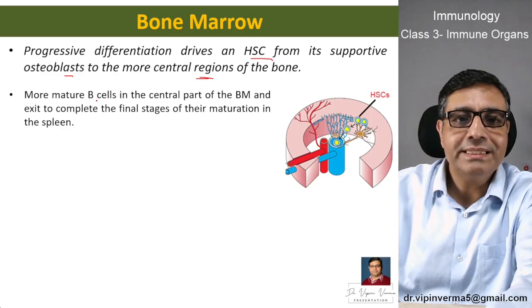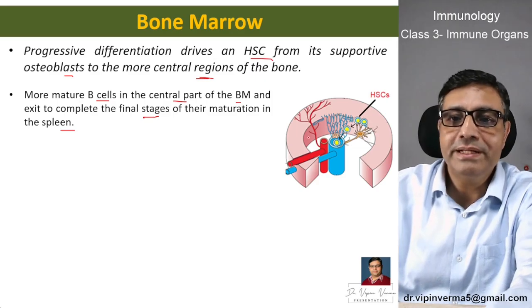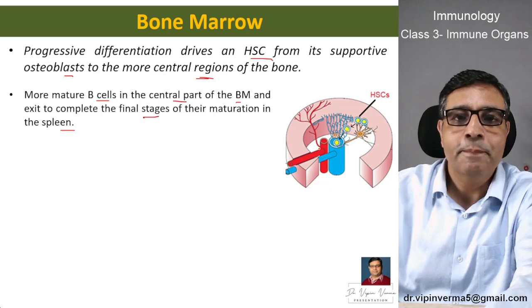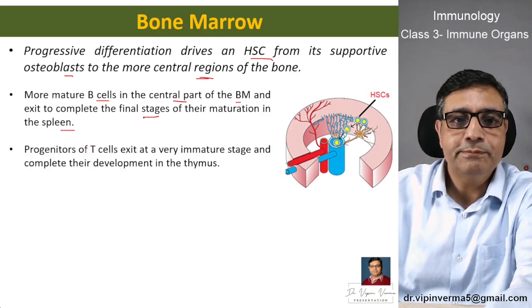And more mature B cells are in the central part of the bone marrow, and they exit to complete the final stages of their maturation in the spleen, because we will see further that the spleen is a secondary lymphoid organ which is rich in vascular blood supply, as well as the first line of defense for all blood-borne pathogens. So the B cells go there, and the final stages of maturation will complete in the spleen.